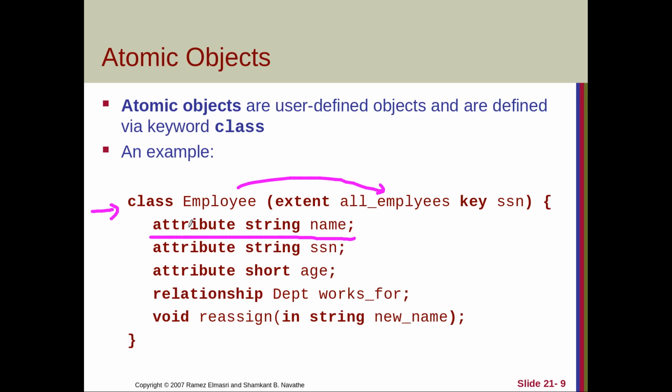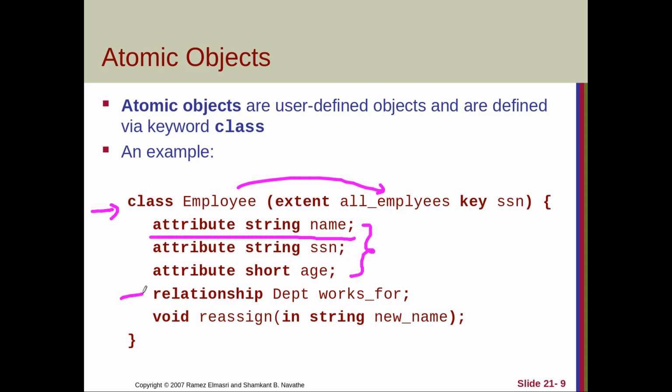This is about the ODMG model. We have different object database models available, but now we are discussing only the ODMG model. So attribute string name. Attribute is the keyword. String is also a keyword, representing the data type. Then name is the attribute name, followed by a semicolon. These are similar to a class. Attribute string SSN, attribute short age. So three properties are given for the class employee.